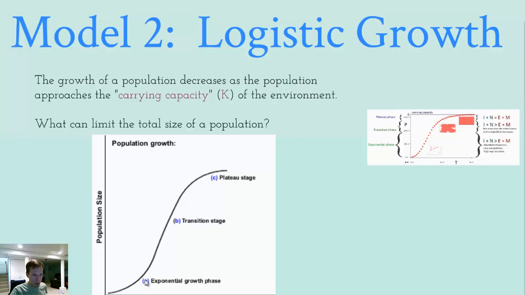Your food source will limit the total size that the population can grow. If there's plenty of food, then the organisms will reproduce and the population will grow. But once there's no longer enough food to go around, there are going to be more deaths and more emigration out of the area, and so the population will then begin to plateau. What other factors could possibly cause that?